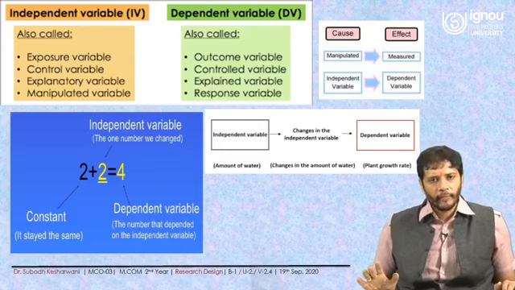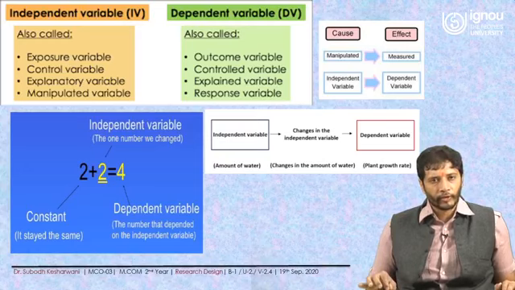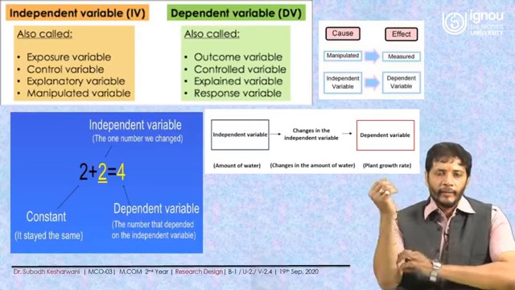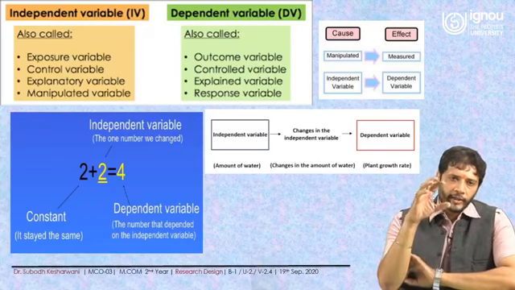A very good example is mentioned here: 2 plus 2 equals 4, where the first 2, the prefix, is constant, and the dependent variable is 4 and the independent variable is 2. If there is any change in the second 2, like if we make it 3, then 2 plus 3 equals 5. So a change in the independent variable can result in a change in the dependent variable. What we observe is that there are certain constants which always stay the same.